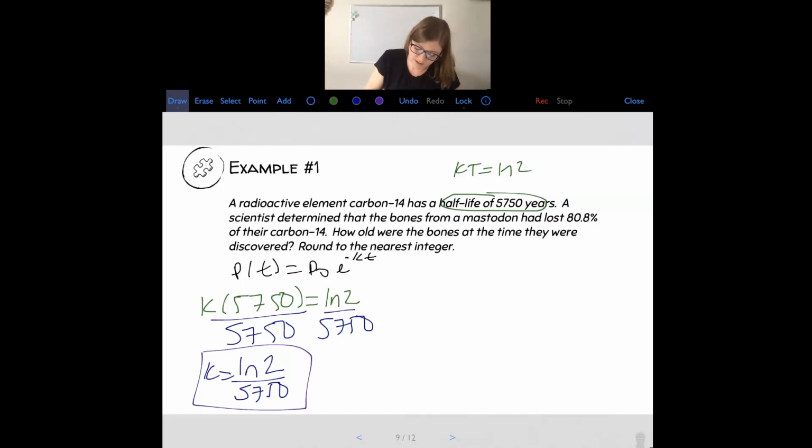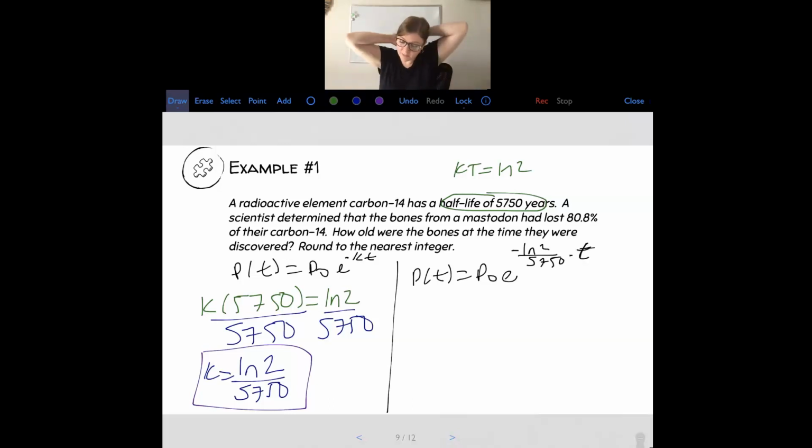Okay. So now what we have is P of t is equal to P naught e to the negative k, which is negative ln 2 over 5,750 times t. Okay. So now we need to determine what's happening with this 80.8% of their carbon-14. So one way to do this is to assume that we're starting with 100%. So this could mean that P naught is 1. So 100% as a decimal is just 1.